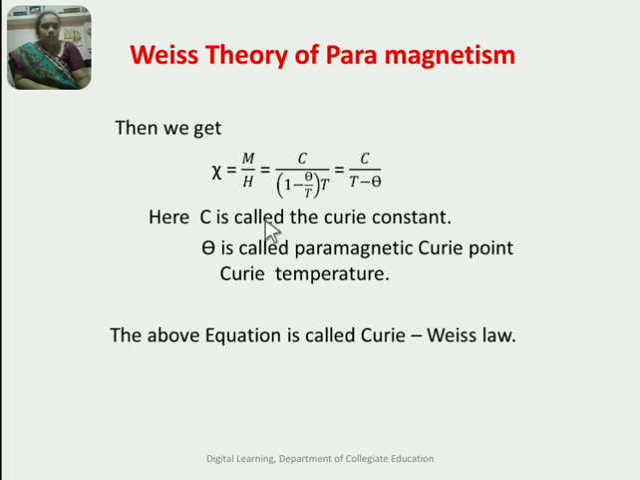So, students, below the Curie temperature, if T is less than theta, then susceptibility becomes negative. That is, paramagnetic would become diamagnetic. However, for most of the paramagnetic substances, the Curie temperature is quite low, so that a situation for which T is less than theta is rare.